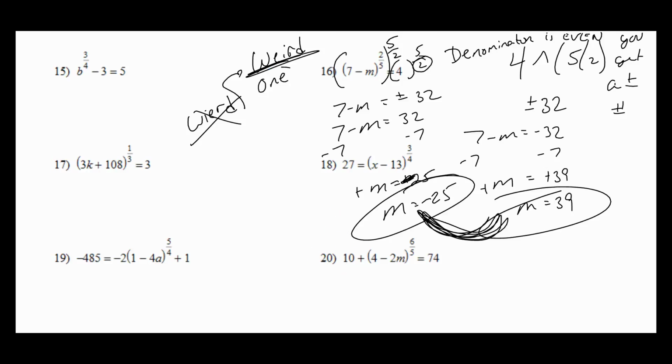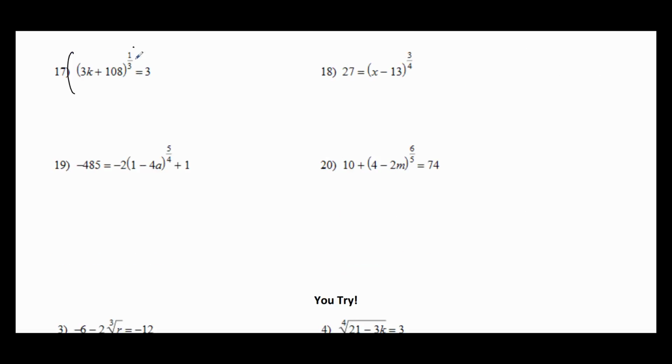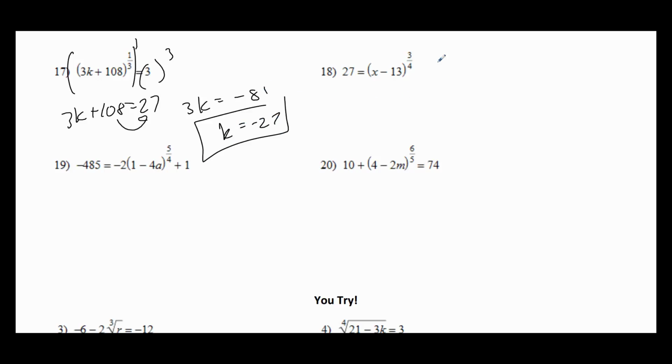Let's go to 17. Again, this is already isolated, so let's put it to the third power. So 3k plus 108 equals what? Equals 27. Bring that over. 3k equals negative 81. That looks good. k equals, and I divide, negative 27. That is our answer there.